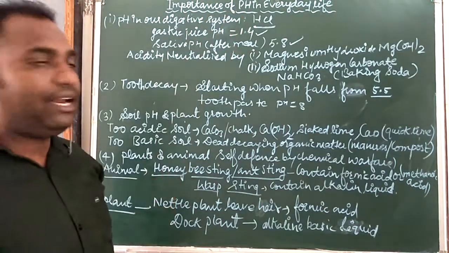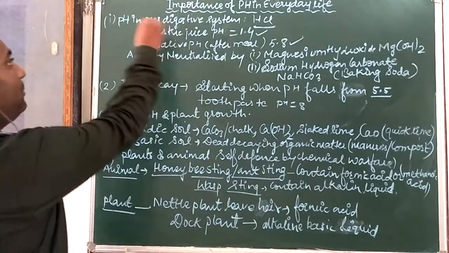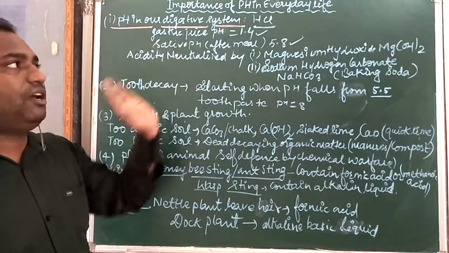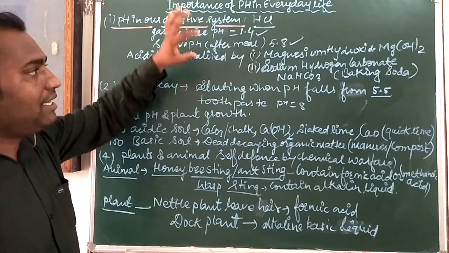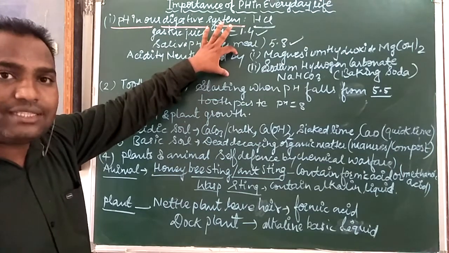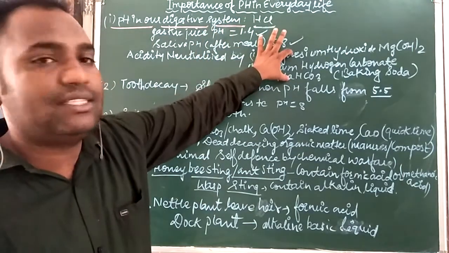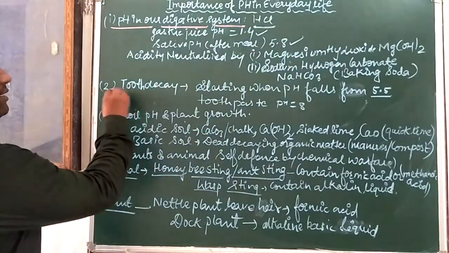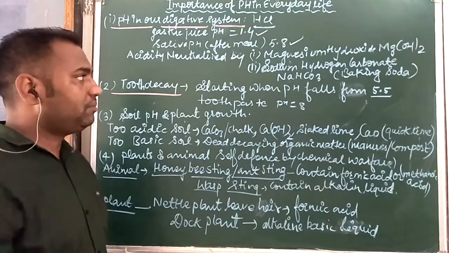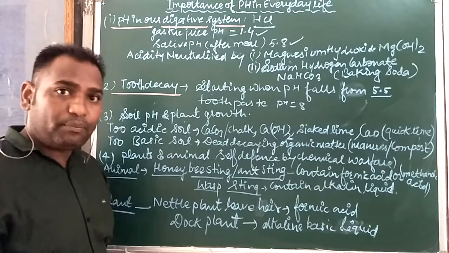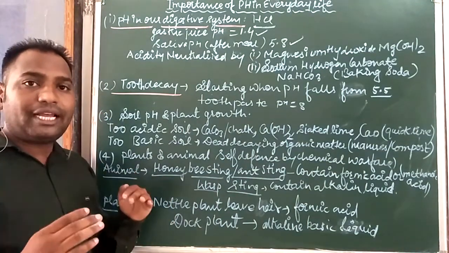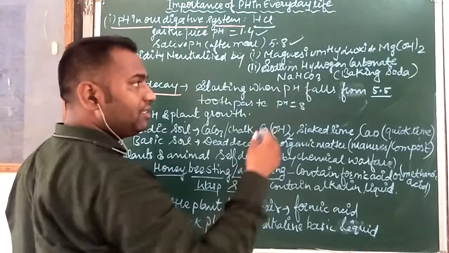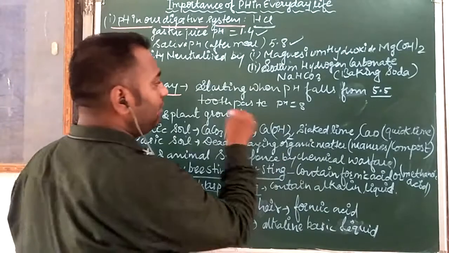The importance of pH in everyday life: pH in our digestive system, like HCl gastric juice pH 1.4, saliva pH 5.8. When the acidity is too high, we can neutralize the H+ ion concentration with the OH- ion concentration in a base, that is magnesium hydroxide or sodium hydrogen carbonate. Second, tooth decay is directly connected with pH, because when pH falls below 5.5, it shows that an acidic medium has started in our mouth, and this is neutralized by toothpaste.